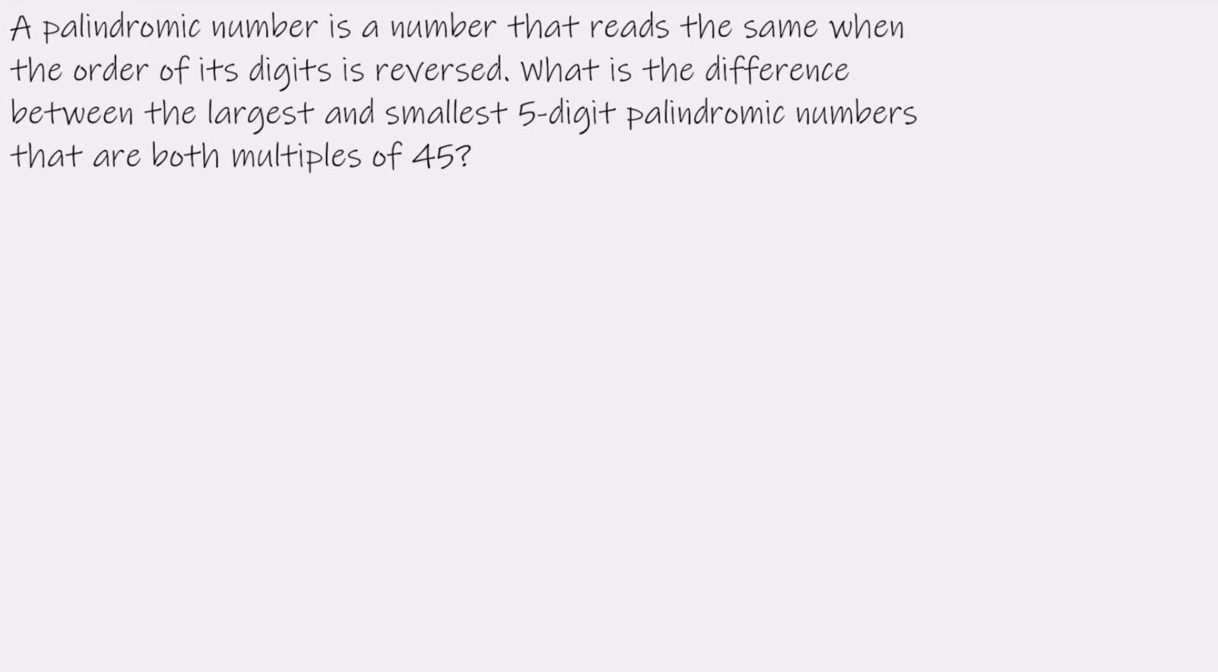Here is a Math Olympiad question. A palindromic number is a number that reads the same when the order of its digits are reversed. What is the difference between the largest and smallest 5-digit palindromic numbers that are both multiples of 45?